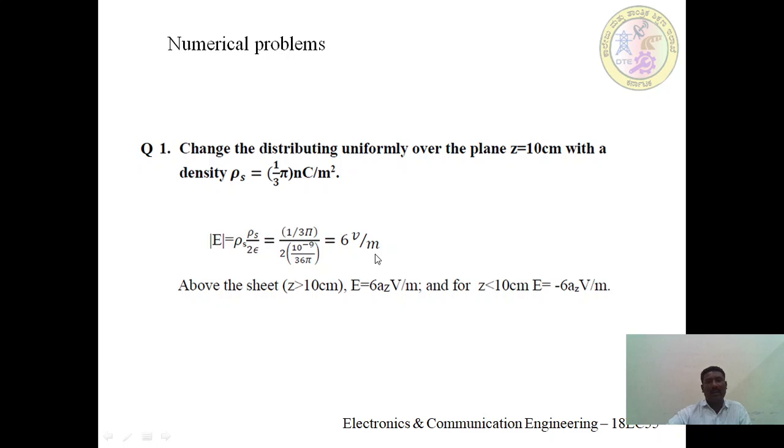6 volts per meter. Applying the conditions, if the boundary is greater than 10 centimeter, the value of E is equal to 6 az. Electric field intensity existing in az direction, volt per meter. Suppose if the boundary is less than 10 centimeter, the value of E is equal to minus 6 az. It is in the opposite direction, that is minus 6 az volt per meter.